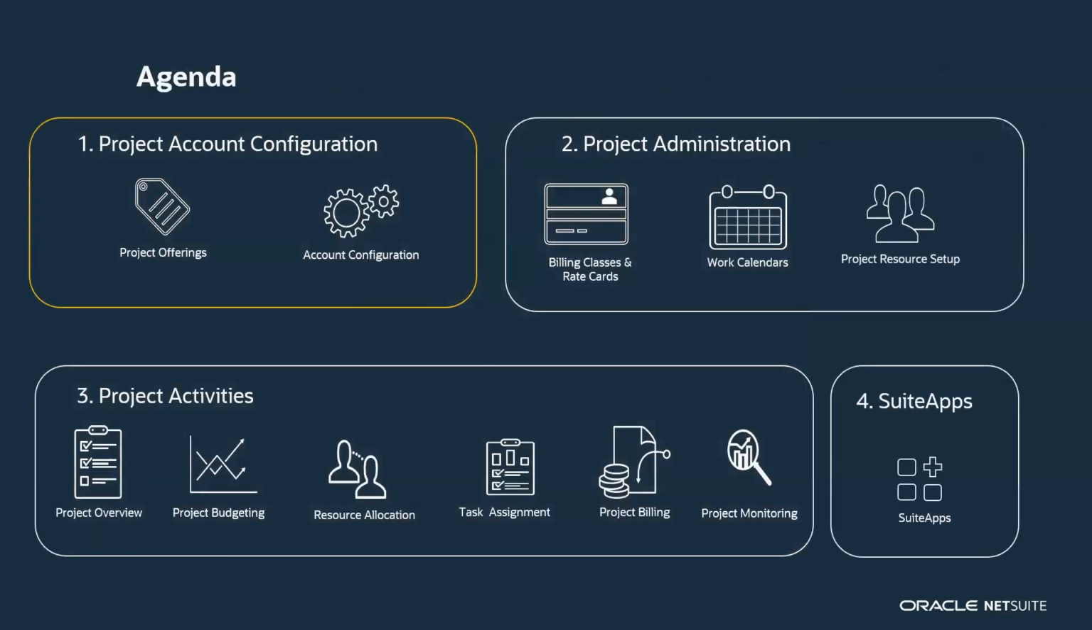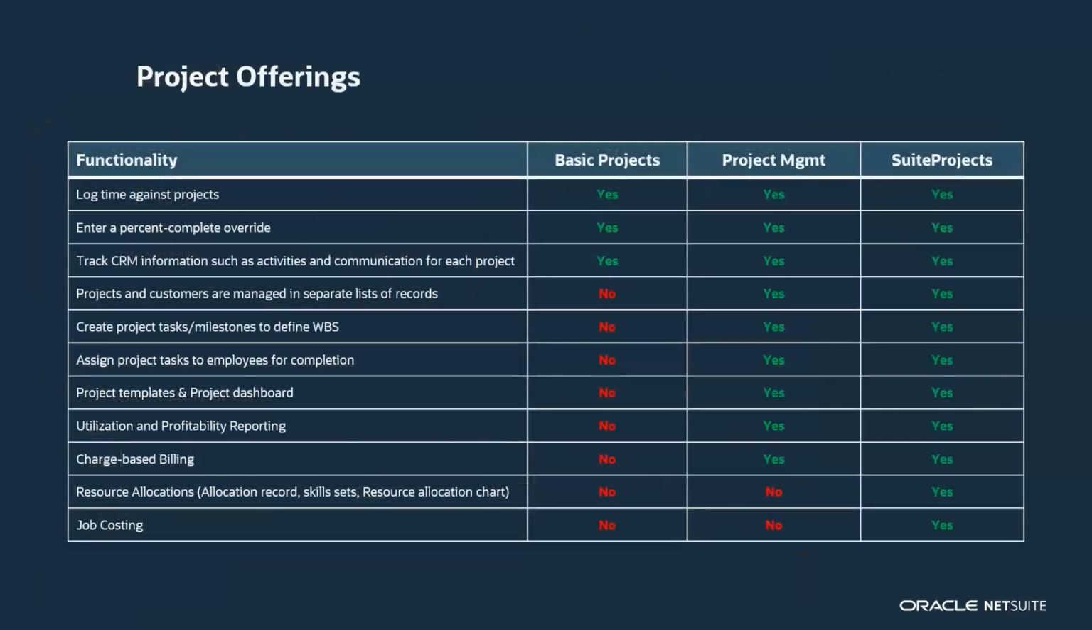Now, let's take a look at the various offerings that we have for project management. So we have basic projects, project management, and SuiteProjects. Basic projects, as you can see here, you can log time against the project, but it's part of your customer record. You can enter percent complete, and you can use your CRM functionality to track all that information. But project management is much more powerful, and it includes tasks, milestones. We can have templates, a project dashboard, utilization, profitability reporting, and also charge-based billing. But the most popular or the most frequently installed and implemented product is SuiteProjects, because it also includes resource allocation and job costing.